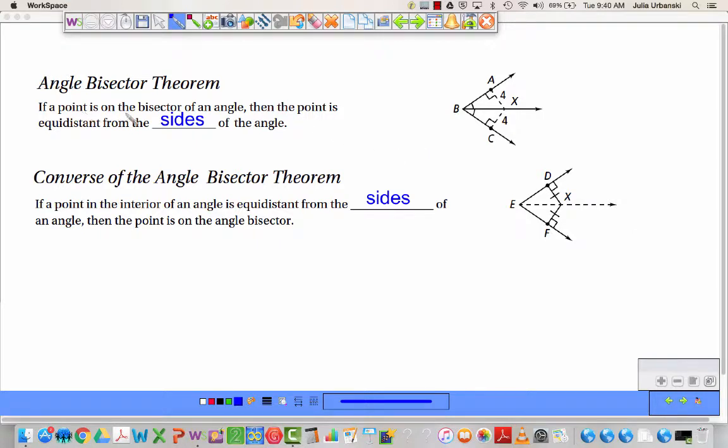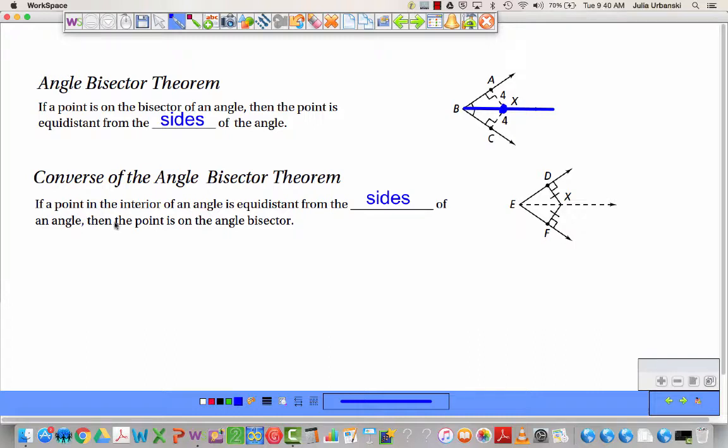Okay, so if a point is on the bisector of an angle, see how those two angles are the same right there? That makes this an angle bisector. Then it says that that point X, which is on the angle bisector, is equidistant from the sides. So the distance to this side is from X to A, and distance is always measured at a right angle to make sure it's the true distance. That distance 4 is the same as the distance from X to C, so that distance is 4 as well. The converse will work too.